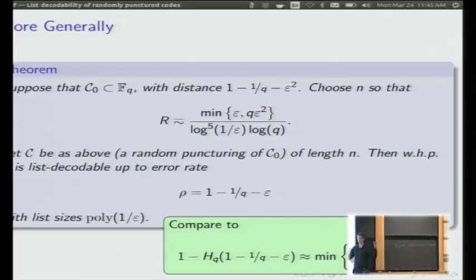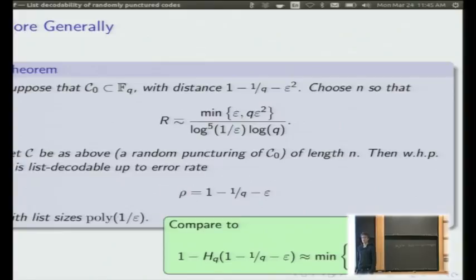The Johnson bound says I start with a code with good distance, I get decent list decodability. This says I start with a code with good distance, I do this weird random thing, and then with high probability I get good list decodability. So it's kind of like a structural statement like the Johnson bound, but kind of randomized.